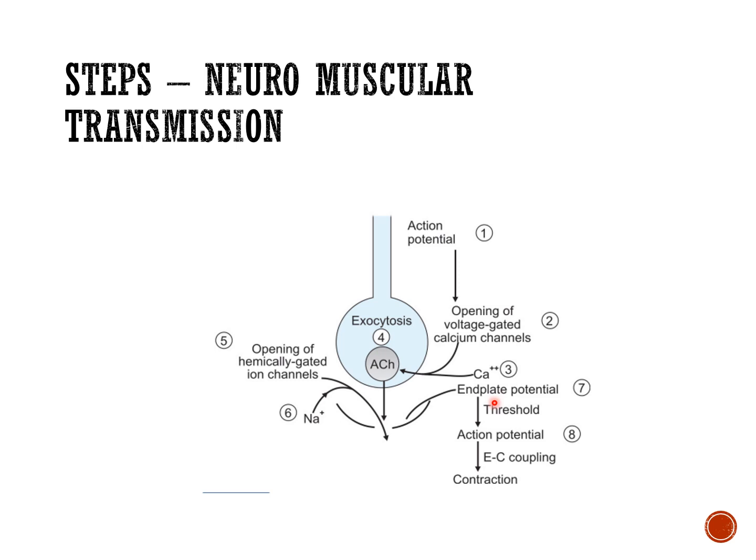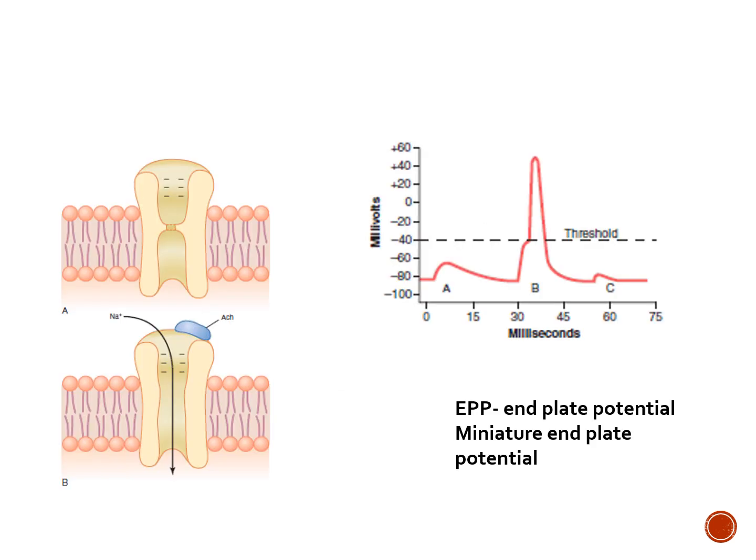It cannot be propagated, and this end plate potential, when it reaches a threshold level of minus 60 millivolts, produces an action potential, and this action potential spreads on the muscle fiber membrane, which is helpful in the muscle contraction. So here we can see the potentials.